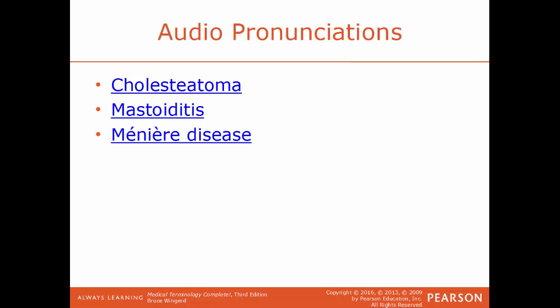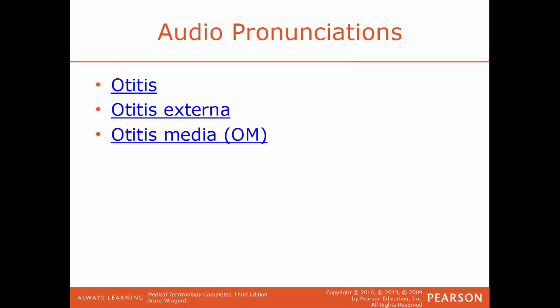Our next term here, Meniere's disease. This is a disorder of the inner ear that will give a person the feeling of very severe dizziness, severe vertigo, and also tinnitus, and then some hearing loss, and also a feeling of general fullness in the ear. And it usually only impacts one ear. Otitis is an inflammation of the ear, and depending on what part of the ear is inflamed, we have more specific names. Otitis externa. This will be inflammation of the external ear, so the outer ear and the ear canal.